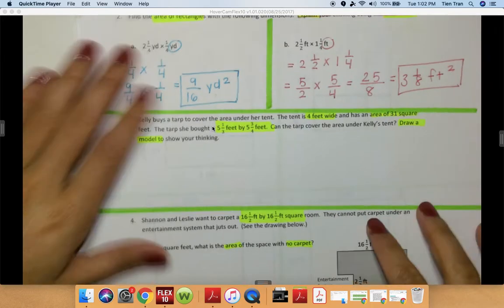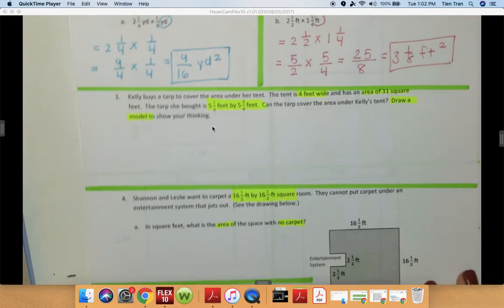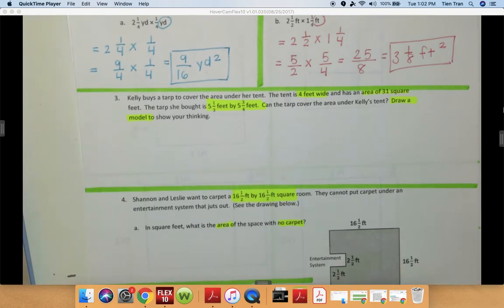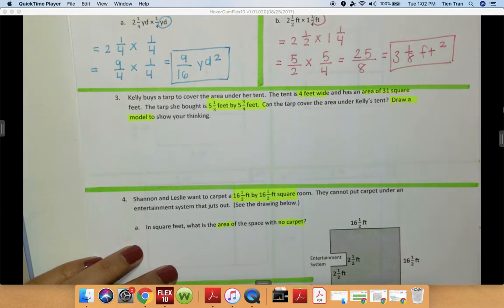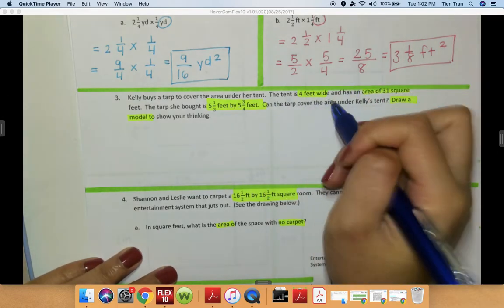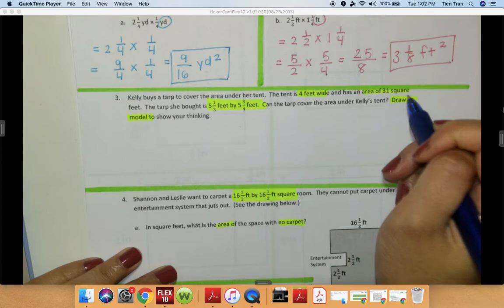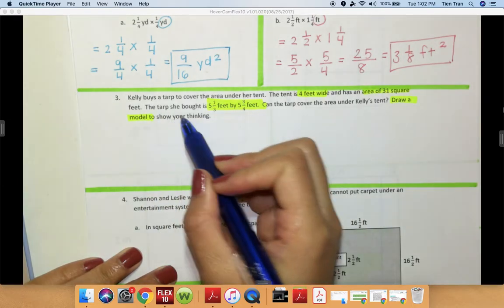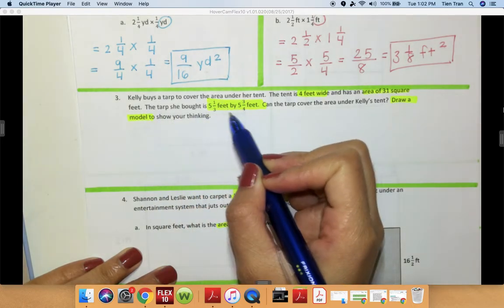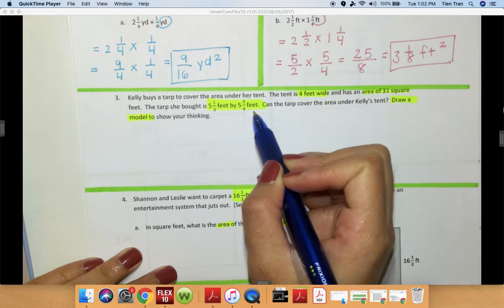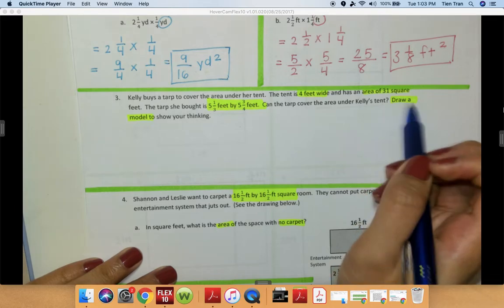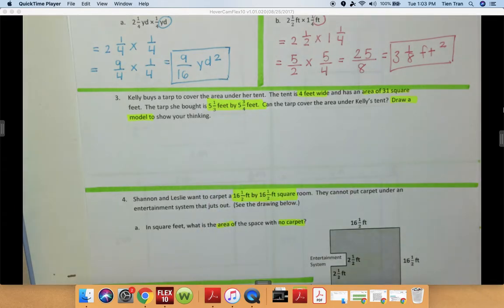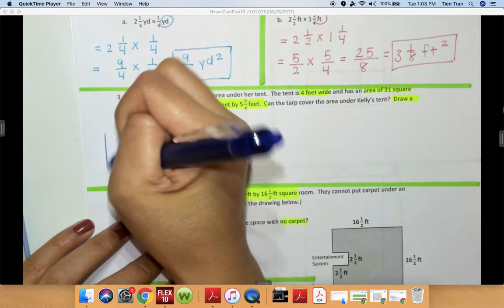Now I'm going to move on to the next problem. It is a word problem. It says right here, Kelly buys a tarp to cover the area under her tent. The tent is 4 feet wide and has an area of 31 square feet. The tarp she bought is 5 1/3 feet by 5 3/4 feet. Can the tarp cover the area under Kelly's tent? Draw a model to show your thinking.